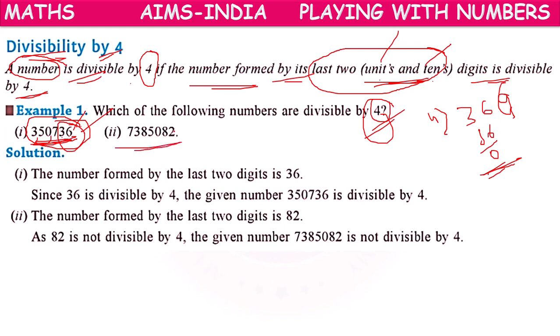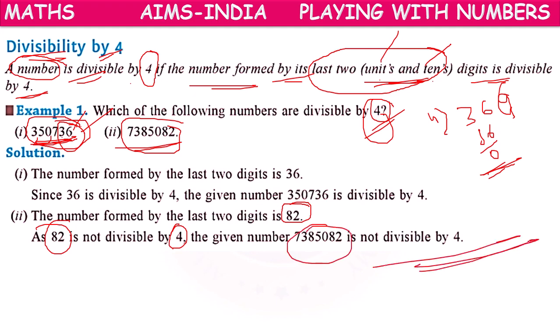In this number, the last 2 digits are 82. But 82 is not divisible by 4. So the total number is not divisible by 4. So this is the divisibility rule by 4.